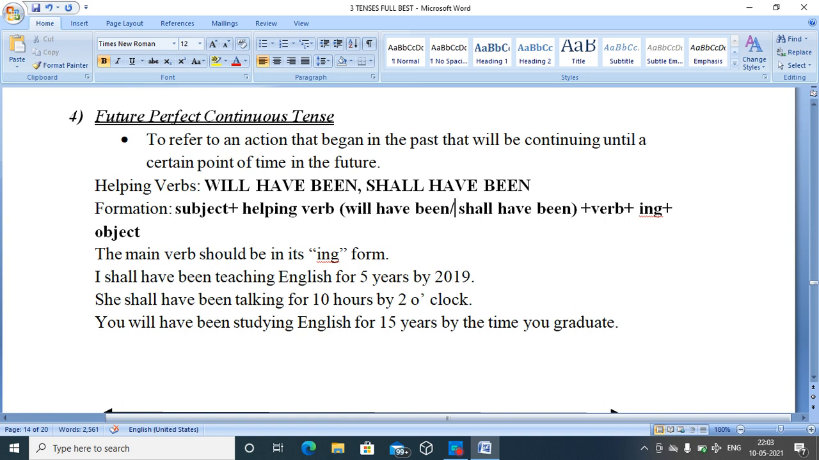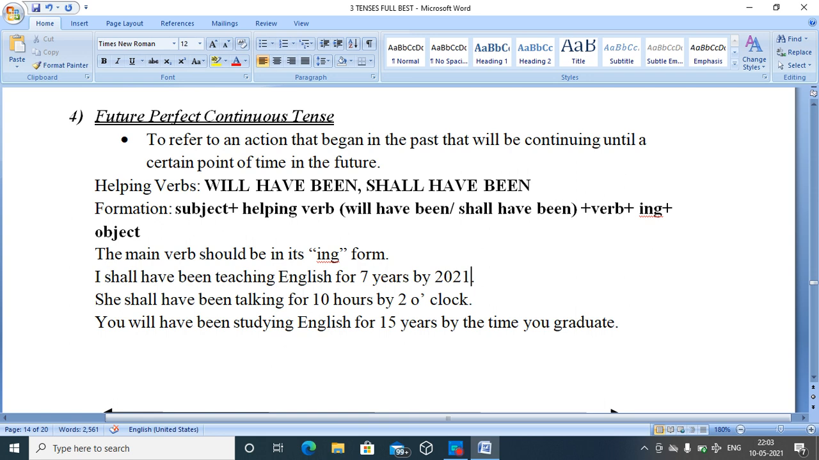Let us see: I shall have been teaching English for 5 years by 2019. When I am updating this file, it would be: I shall have been teaching English for 7 years by 2021, or 8 years most probably. Sometimes it's 7 years or 5 years, whichever it may be. It's according to the subject, the person who is talking. That's all.